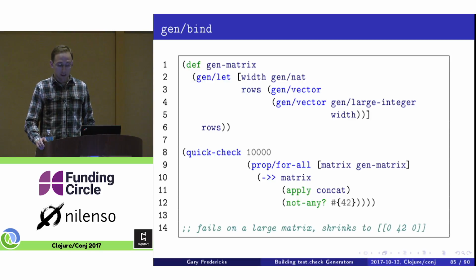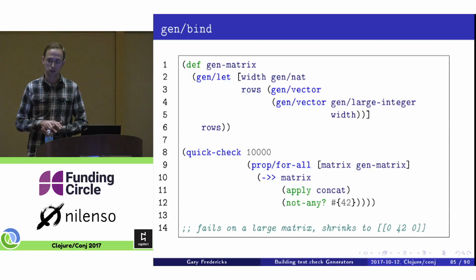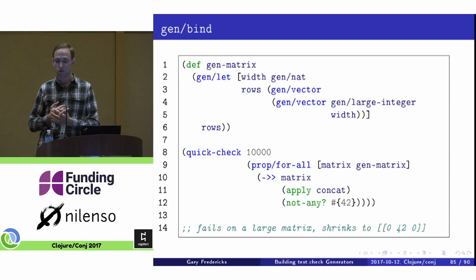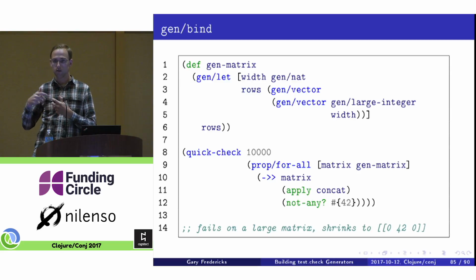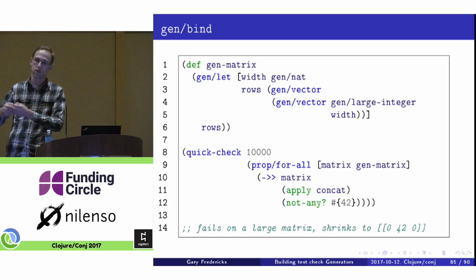Okay, the last example is how bind relates to shrinking. I've talked about bind as being a generator that works in phases. You generate one thing, you call the user function, then you generate another thing.